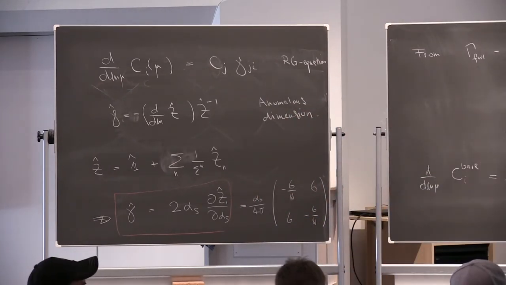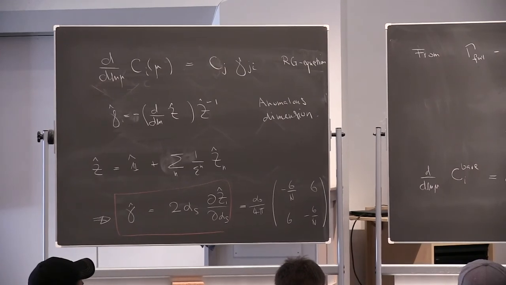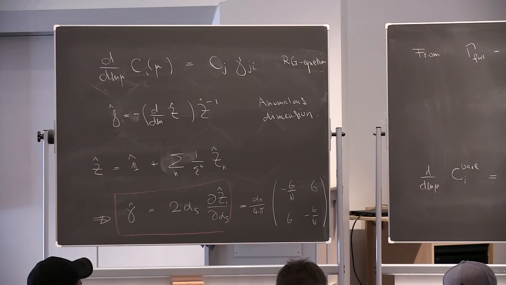Yes? Is this relation valid to all orders in alpha s, or only to one loop? That's the magic. It's not so super magic.